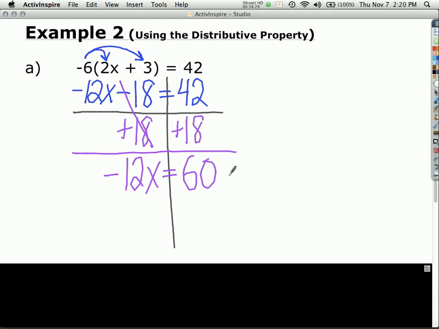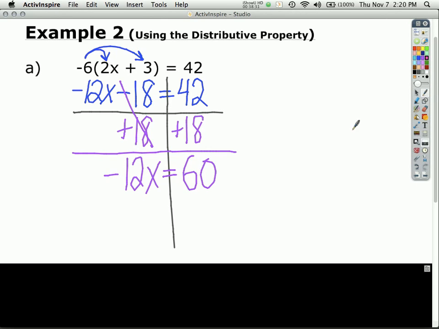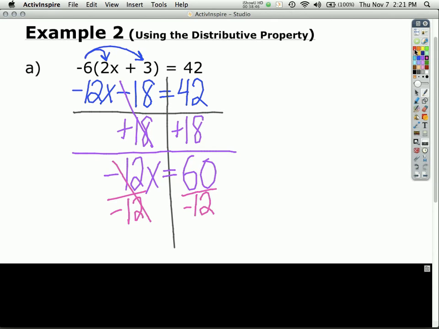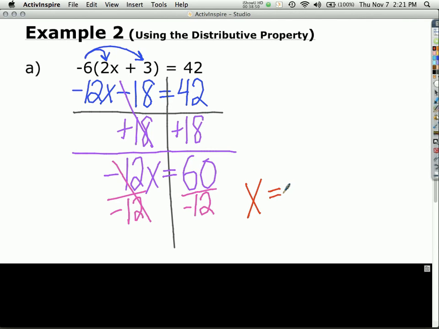60, very good. And what is the final step to solving? Mia? Beautifully said again. 5 words. Divide both sides by -12. This disappears, and we are left with x equals what? Kian? -5. Very good.